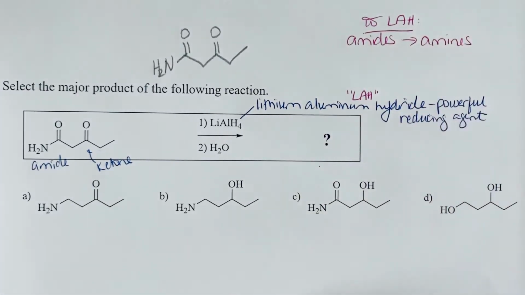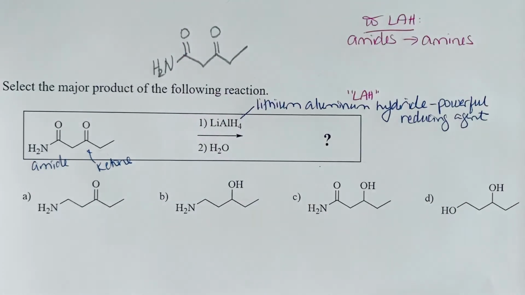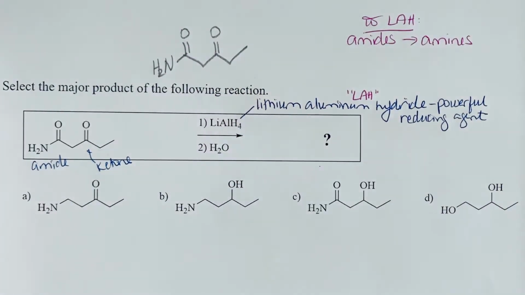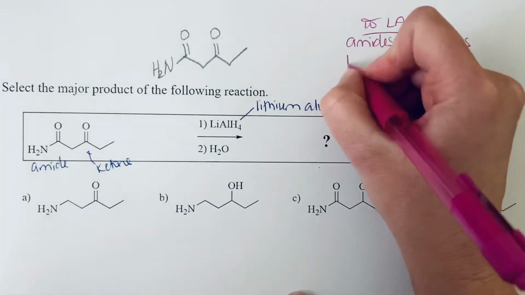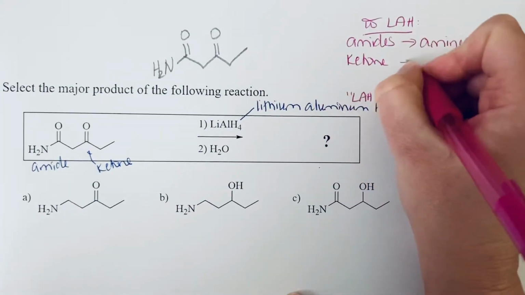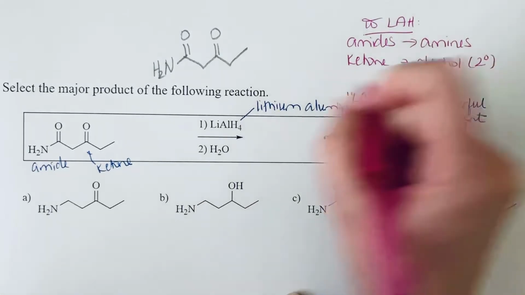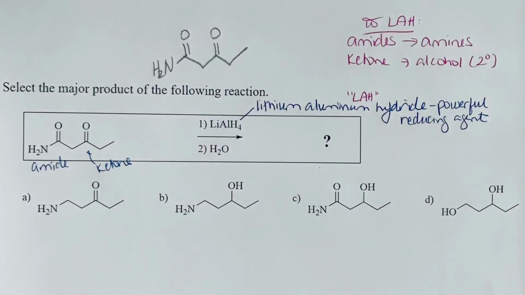This is the only time that you're going to see the oxygen of the carbonyl being a leaving group. And that's because the oxygen is more electronegative. It's going to be ultimately a better leaving group than the nitrogen. With a ketone, it will reduce it to an alcohol. And specifically, since it's a ketone and it has 2 bonds to carbon, that would be a secondary alcohol.